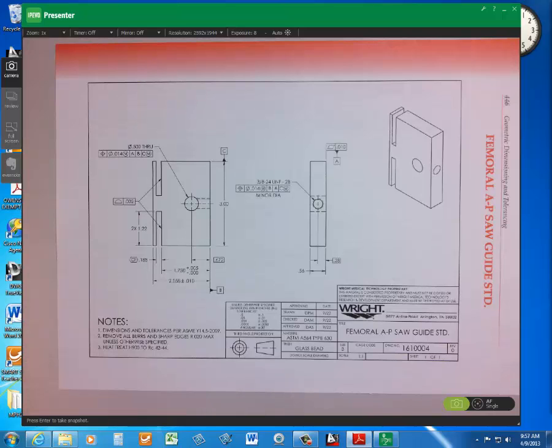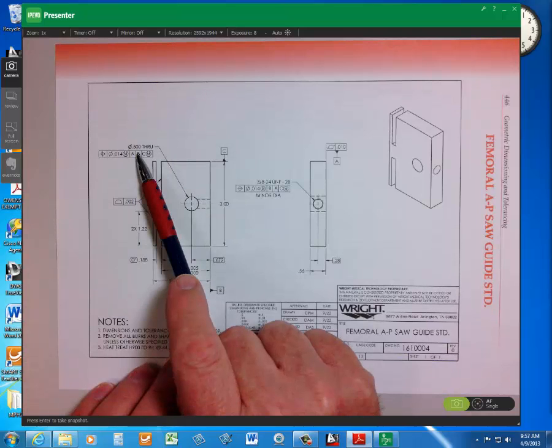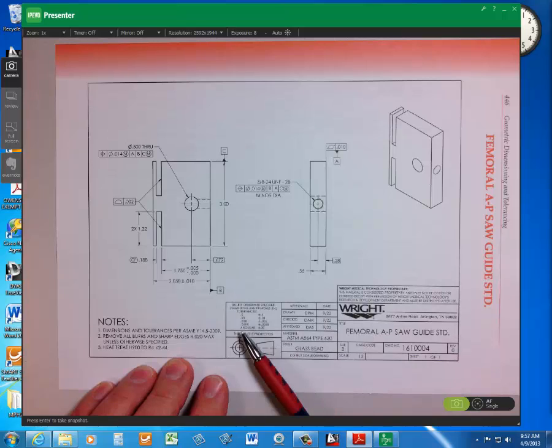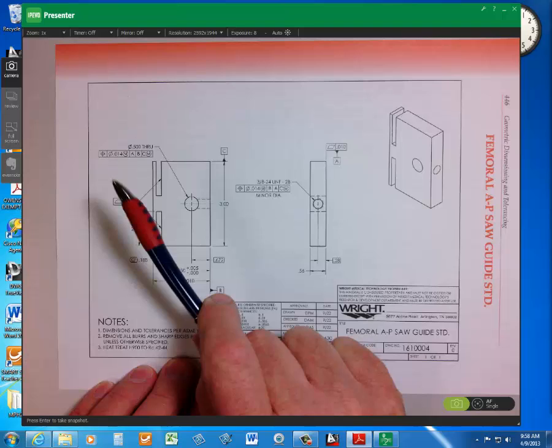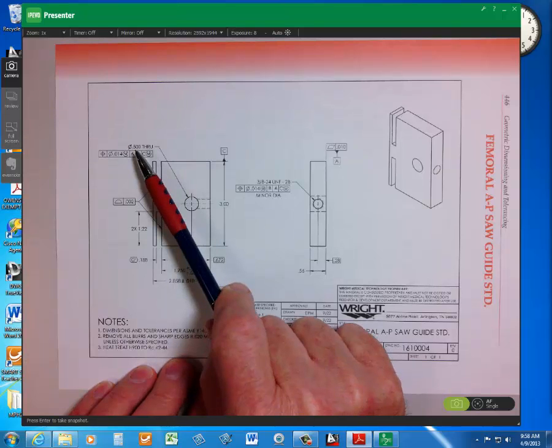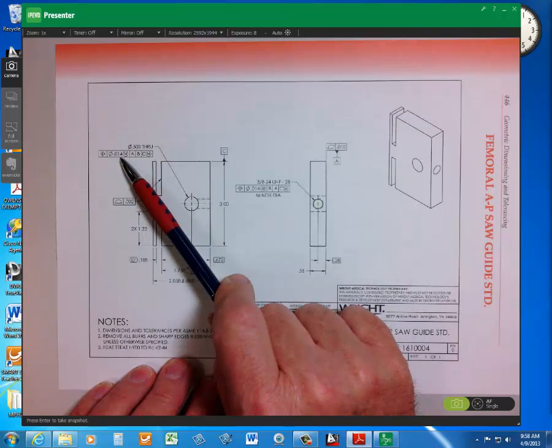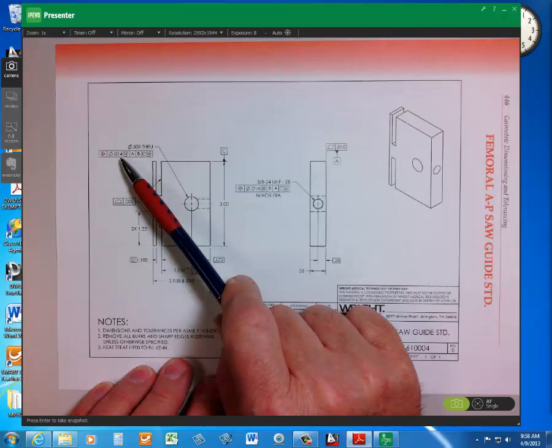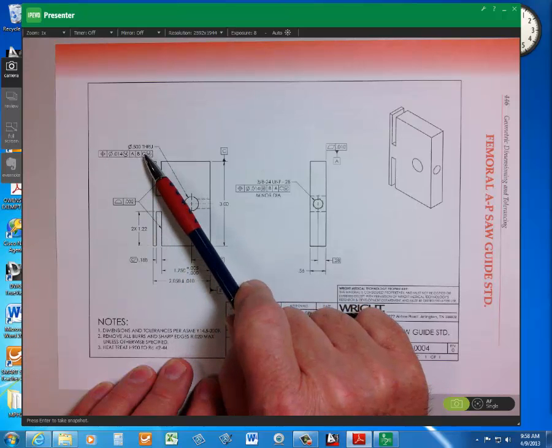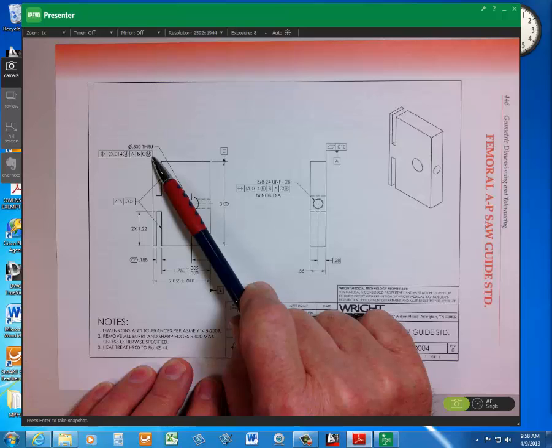So, 0.505. We look down here, it's a 3-place decimal, plus or minus 5 thousandths. So, at 0.505, the position tolerance would be 24 thousandths, 0.024. And the virtual condition would be 0.481.